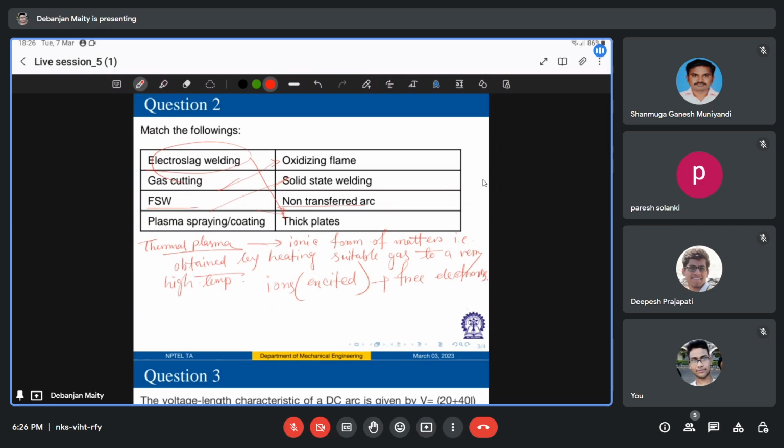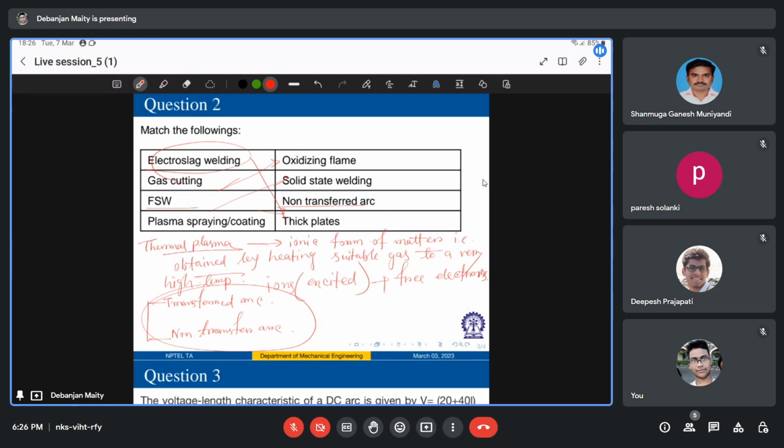Now coming to the different kinds of arc. There are two different kinds of arc for plasma: one is transferred arc, another is non-transferred arc. You can google it to understand in terms of images. I'm not providing the schematic as such, as this will take some time. Anyhow, I will explain what happens in transferred arc and non-transferred arc.